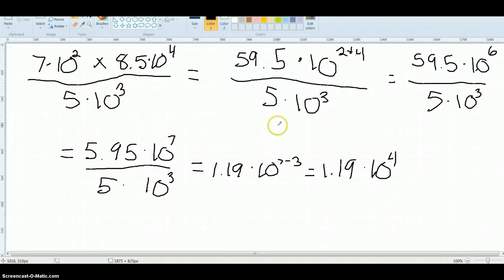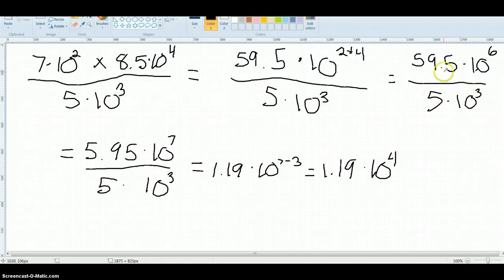Alright, so I just saw that we were short on time, so I just finished up and I'm going to explain it quickly so I don't have to write at the same time. So we're going to combine the coefficients. We get 7 times 8.5 is 59.5. And then we're going to combine the base and the exponent, so 10 squared times 10 to the 4th, and that's going to be 10 to the 2 plus 4. And we haven't changed the denominator yet. So that leaves us 59.5 times 10 to the 6 over 5 times 10 to the 3rd.